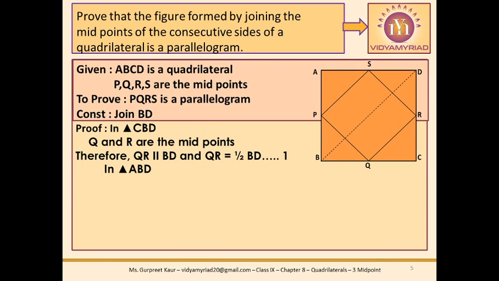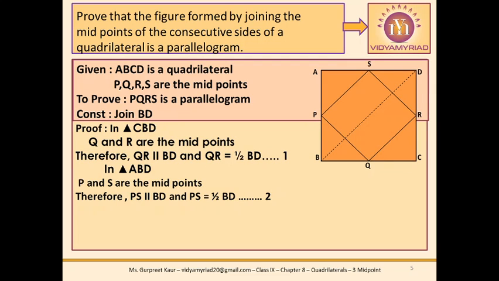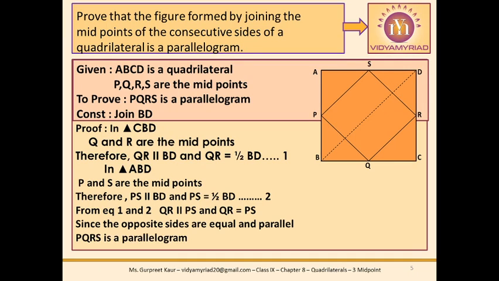Same way, let us take triangle ABD. Now here P and S are the midpoints, so we can say that PS is parallel to BD and PS will be half of BD. Now in both equation 1 and 2, BD is common, so we can say that QR will be parallel to PS and QR is equal to PS. So if one pair of sides is equal and parallel, we can say that PQRS is a parallelogram.